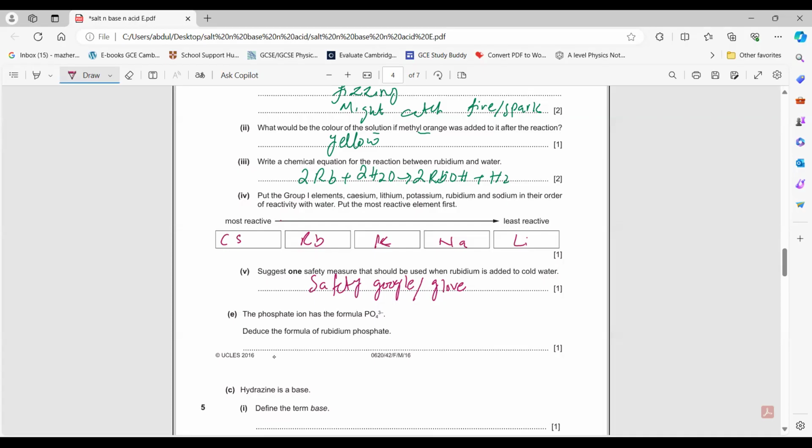So rubidium is from group 2, right? No, group 1. So it would be Rb3PO4. Because ये देखो ना, we got RbOH now. So positive one and negative one.